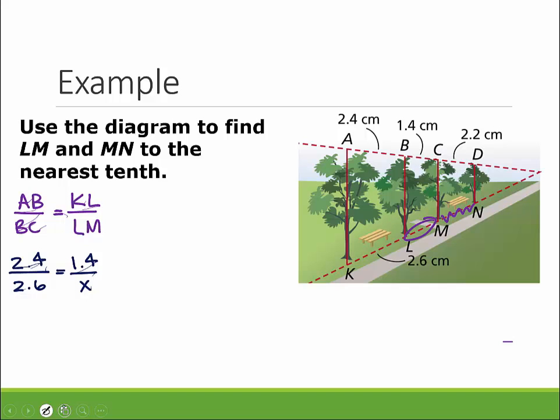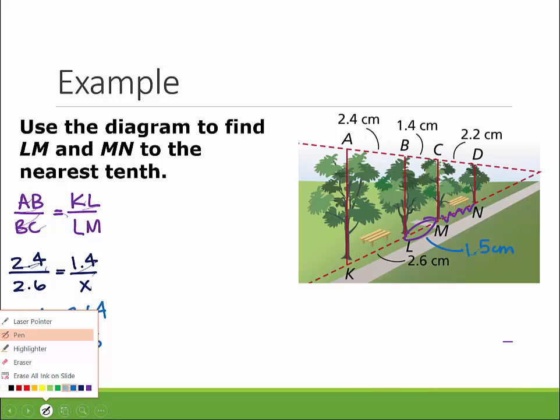And then we can do some cross products. 2.4x, and then 2.6 times 1.4 is 3.64. If we divide both sides by 2.4, we end up with a number that we have to round to the nearest tenth, so 1.5. So that tells us that this down here is 1.5 centimeters.